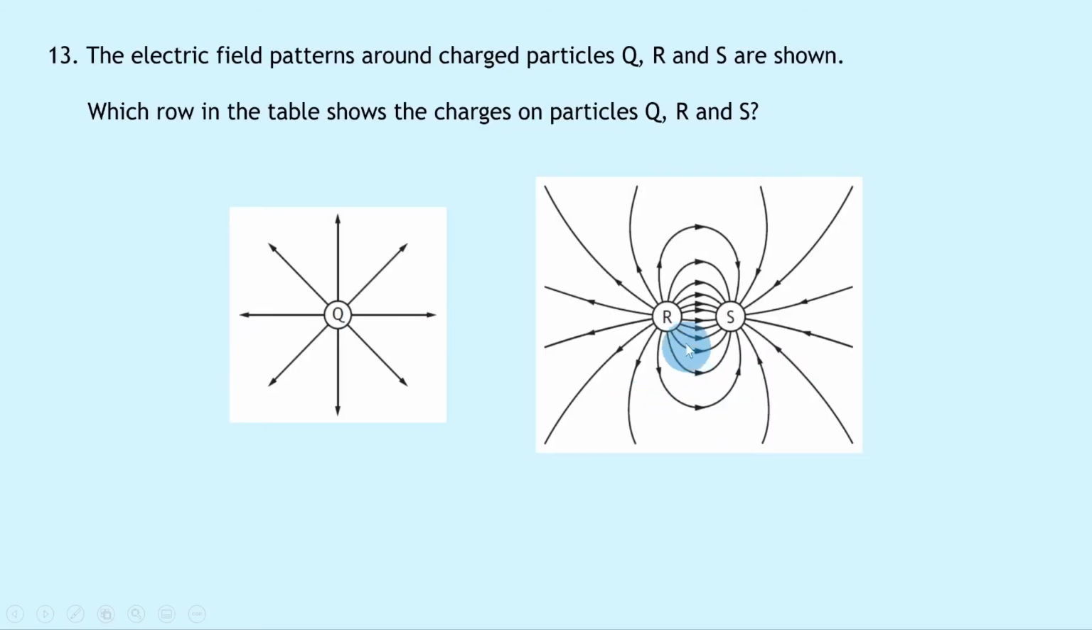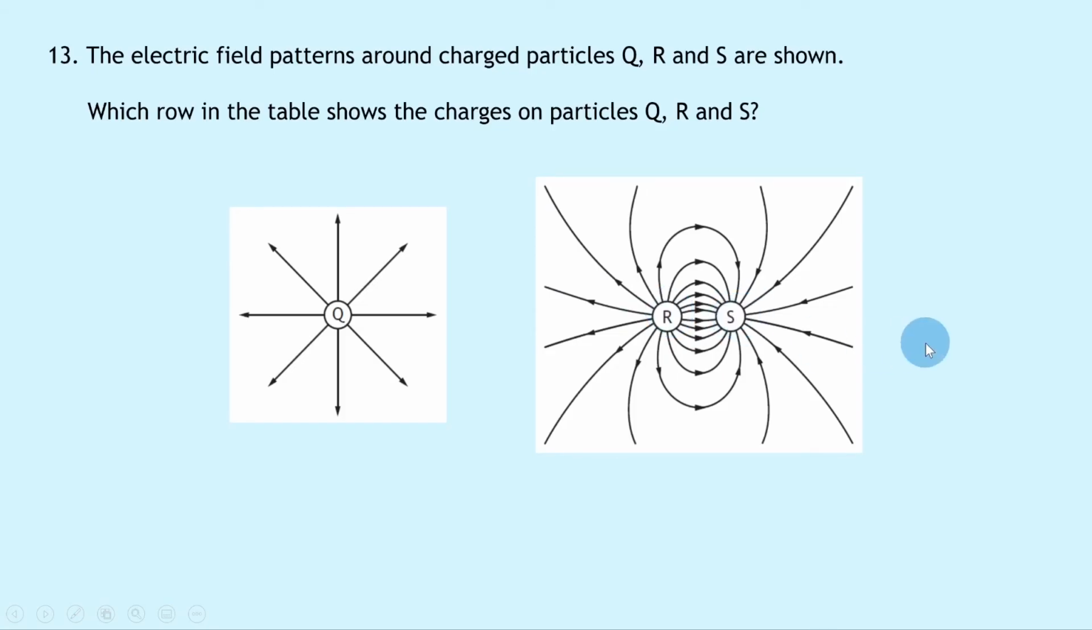And then looking at charges R and S, again the same rule applies that the field lines will move in the direction that a positively charged particle would move if brought close to that field. So if we brought a positively charged particle here and let it go, it would move in towards charge S, and if we brought in a positively charged particle, it would be repelled away from charge R. So this suggests that R is going to be positively charged and S is going to be negatively charged.